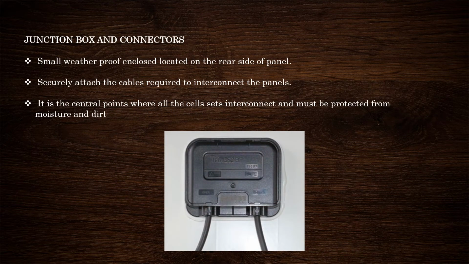And then at the bottom of solar panel we have junction box and connectors. It is a small weatherproof enclosure located on the rear side of panel. It securely attaches the cables required to interconnect the panels. It is the central point where all the cell sets interconnect and must be protected from moisture and dirt.